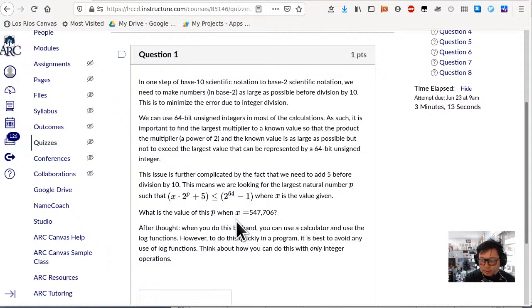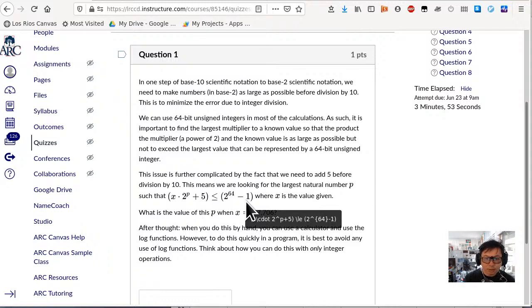And then for this specific version, and I cannot even remember how many versions I have in this particular lab, x starts with a value of 547,706. So the question now is, how many times can I shift x to the left, or multiply by 2, so either way is fine, okay? And don't forget the plus 5, before we run out of room for a 64-bit integer. So there are different ways to do this particular question.